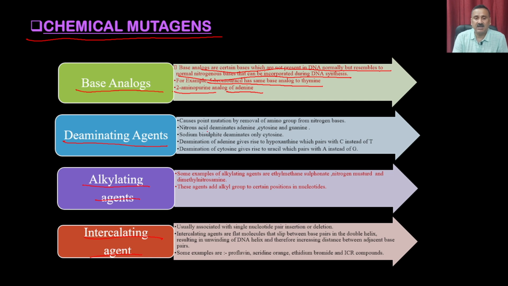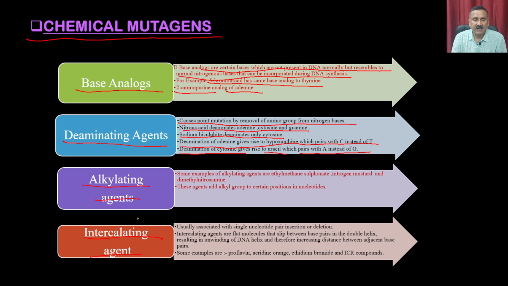Then we have the deaminating agents, which cause point mutations by removal of the amino group from the nitrogenous bases. Nitrous acid deaminates adenine, cytosine and guanine. Sodium bisulfite deaminates only cytosine. The deamination of adenine gives rise to hypoxanthine, which pairs with C instead of T, and deamination of cytosine gives rise to uracil, which pairs with A instead of G. This is going to cause problems in the first generation as well as in subsequent generations because of the C to T mutations and A to G mutations.